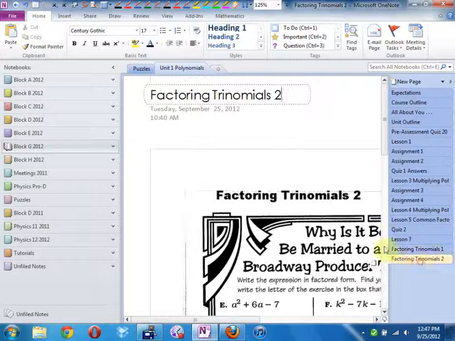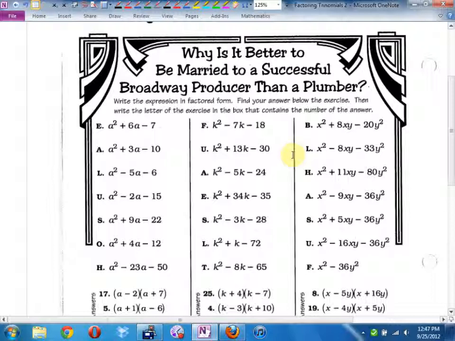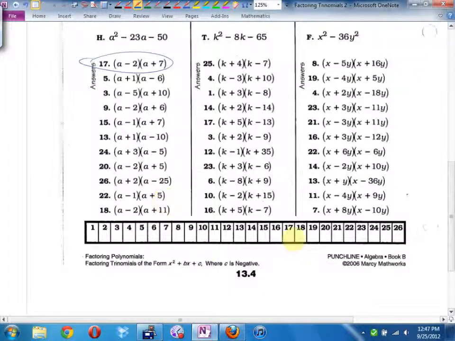Take a look at the back page. Number two. Again, I think if you want to, you can write right on the sheet. I think there's enough room if you write fairly small to fit your answers right there. You don't have to. You can if you want to. Go to a separate piece of paper. Here what you're going to do is factor it. Find your answer below the exercise. Write the letter of the exercise in the box that contains the number of the answer. So for example, let's suppose you find that this one is this answer. It's not. You would put in box number 17 an A.